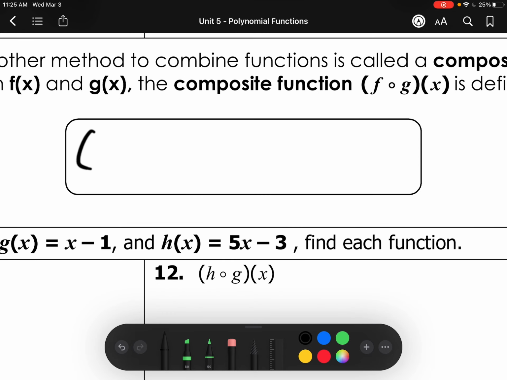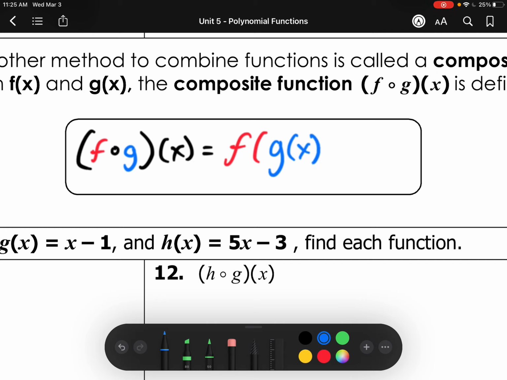So first I'm going to write f of, and actually I'm going to write it in different colors. I'm going to color code this. So I'm going to continue using red for f and blue for g. So f of g of x is the same as, when we expand it, f of g of x, right?